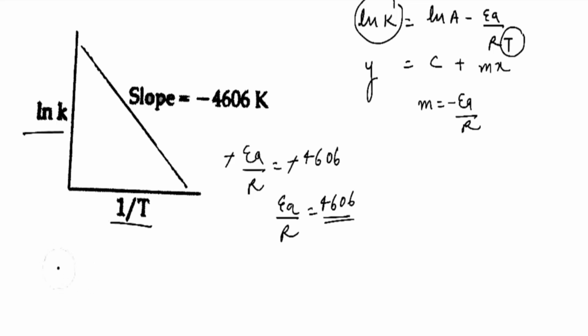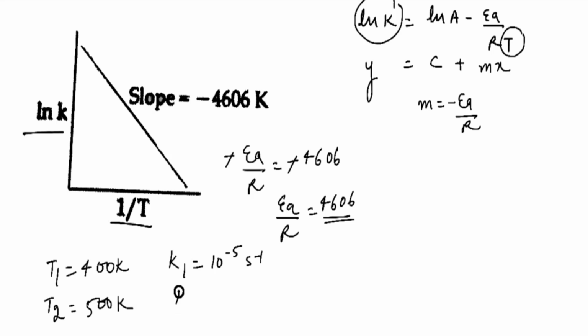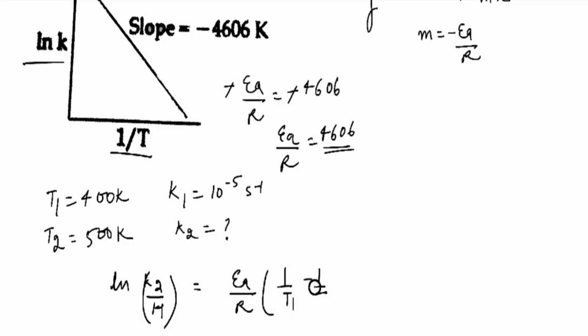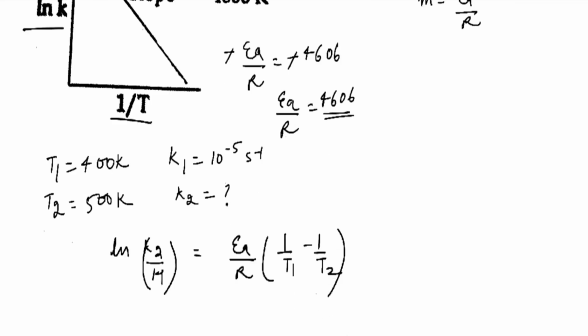Now you are given that at temperature T1, which is 400 Kelvin, the value of rate constant is 10 power minus 5 second inverse, right? Now you have to find out the value of rate constant at 500 Kelvin, that is K2. Now we have this equation that ln K2 by K1 is equal to Ea by R into 1 upon T1 minus 1 upon T2, right? This is what we have.